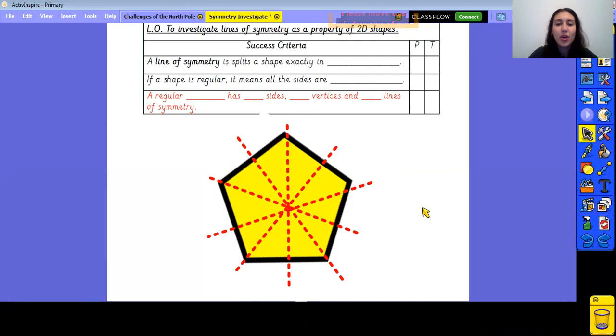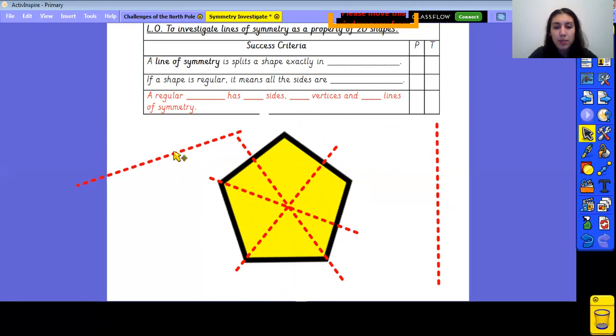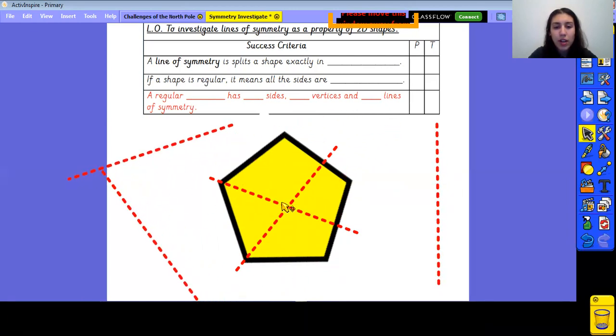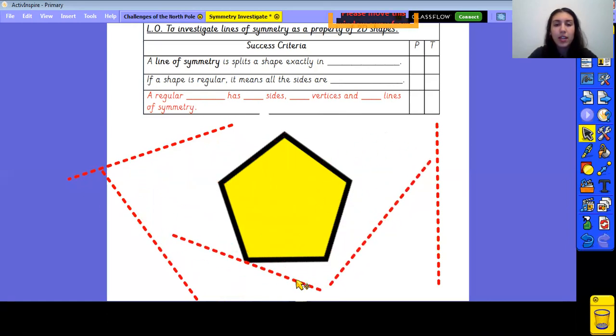Okay, so let's count how many we did. Let's go from the vertices, that would be better. So 1 line of symmetry. You can actually remove them, there you go. 1 line of symmetry, 2 lines of symmetry, 3 lines of symmetry, 4 lines of symmetry, 5 lines of symmetry. So a regular pentagon has 5 sides, 5 vertices, and 5 lines of symmetry.